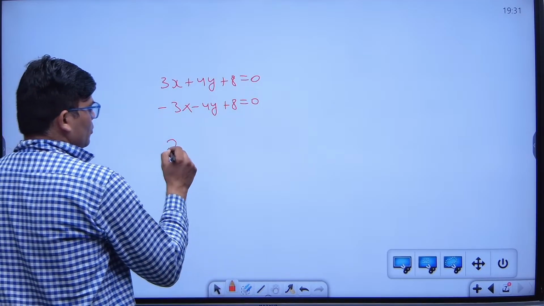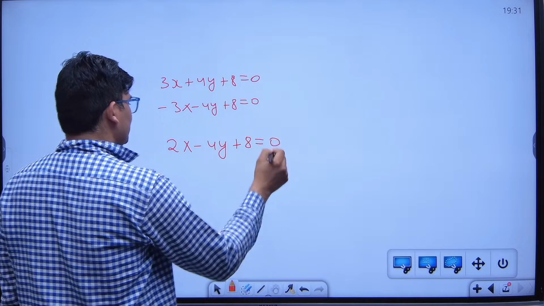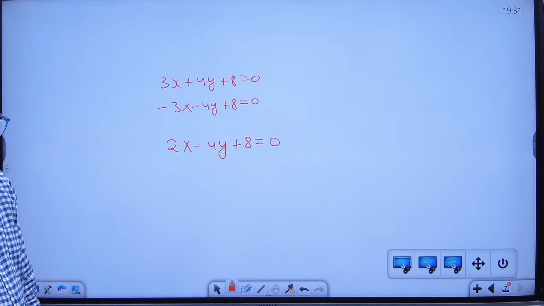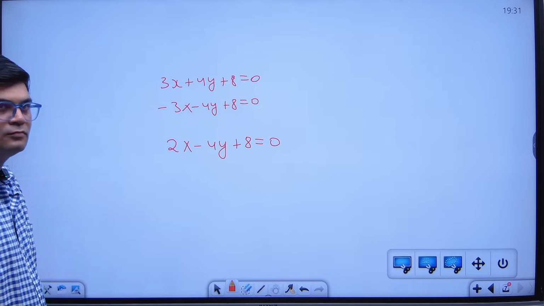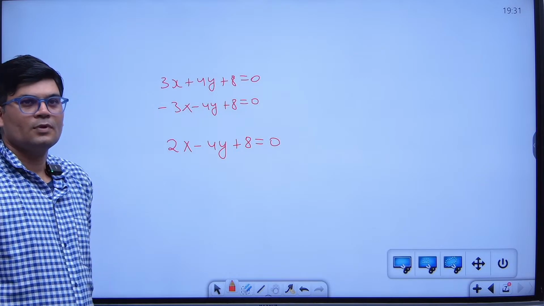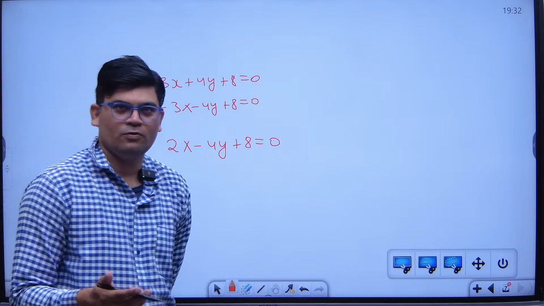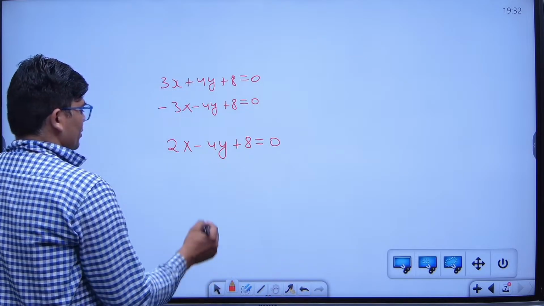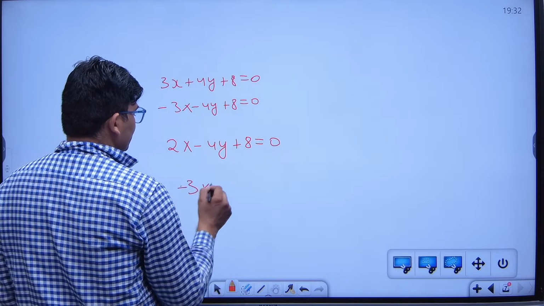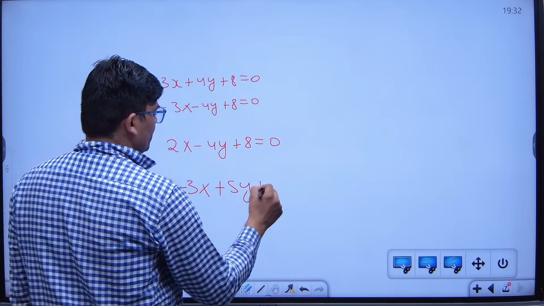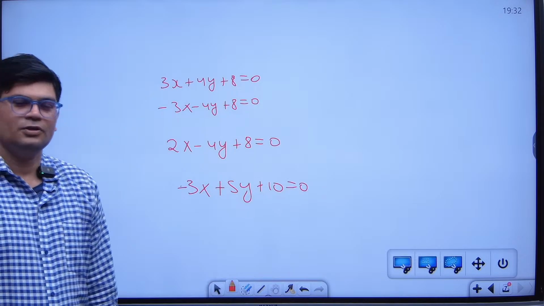Suppose I ask you, what is 2x minus 4y plus 8 is equal to 0? What is the slope of this graph? 2 by 4. You simplify it, 1 by 2. Okay. Now tell me what is minus 3x plus 5y plus 10 is equal to 0. 3 by 5.